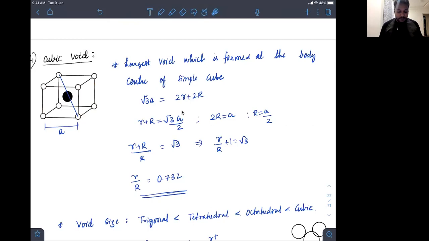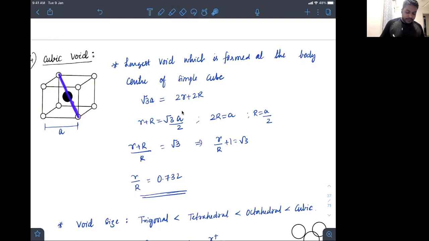So cubic void is formed when we have atoms in a simple cube forming. I showed you in the video that all these atoms are touching each other, and in the middle there is a space which is left, and that is called a cubic void. This is the largest void you can imagine, and this happens in a simple cube. And it is very simple to calculate here.